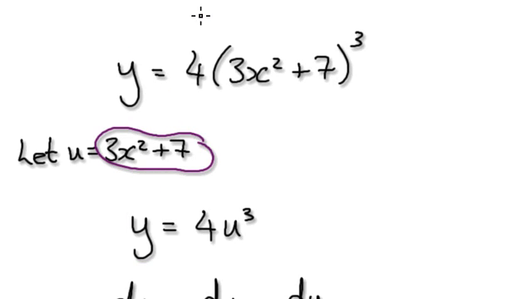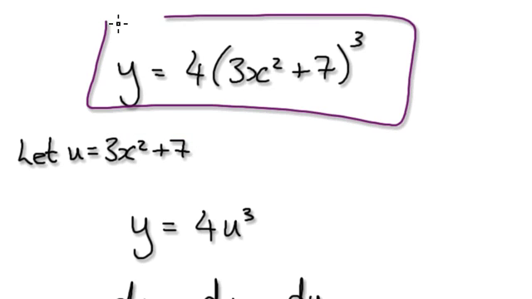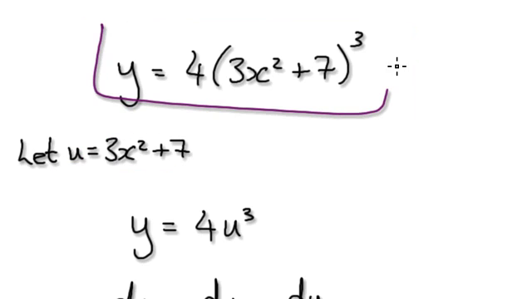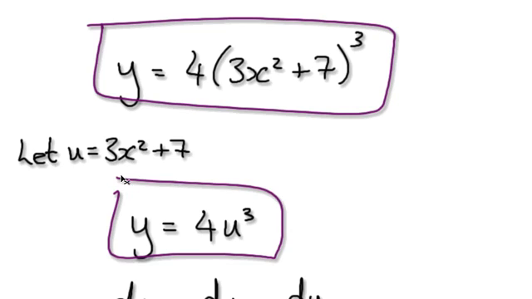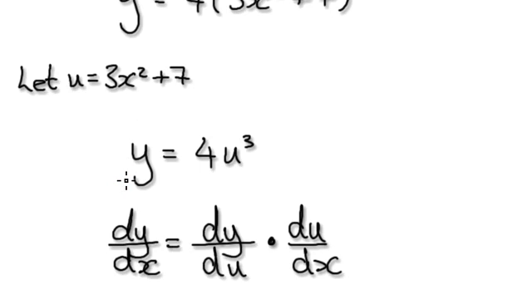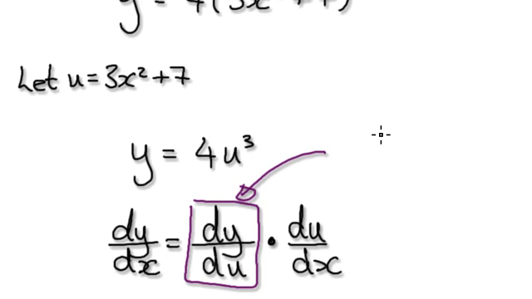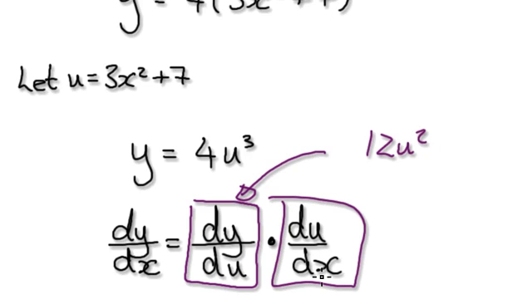So when you're reading books, you normally start with this, and then they would say, let u equal this thing here. So you can visualize this whole thing as this. Now, if you want to work out dy by dx, then what it's saying is differentiate dy by du. So differentiate this as normal. So this thing here would be 12u squared, and then times it with du by dx.